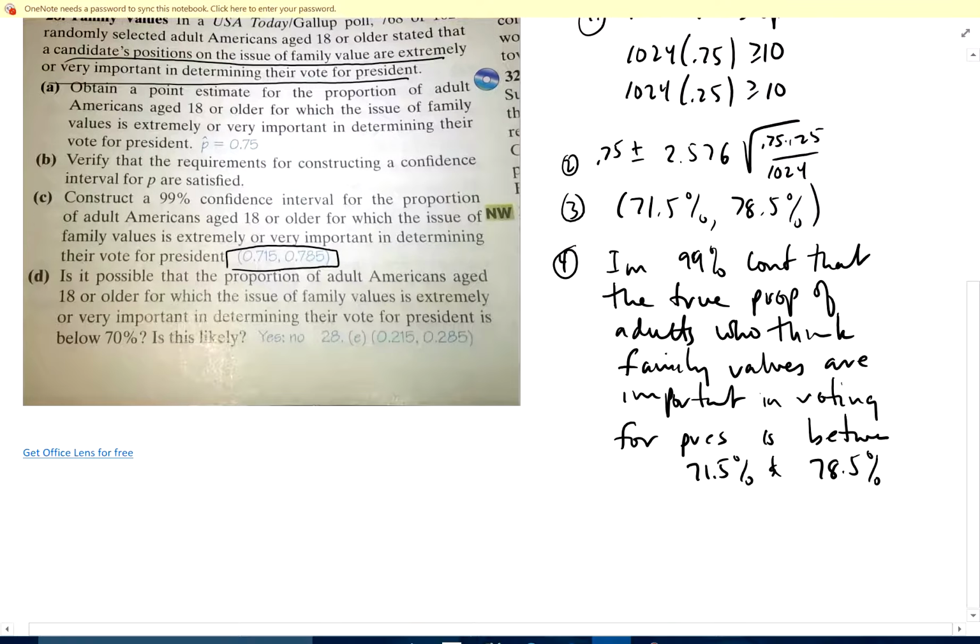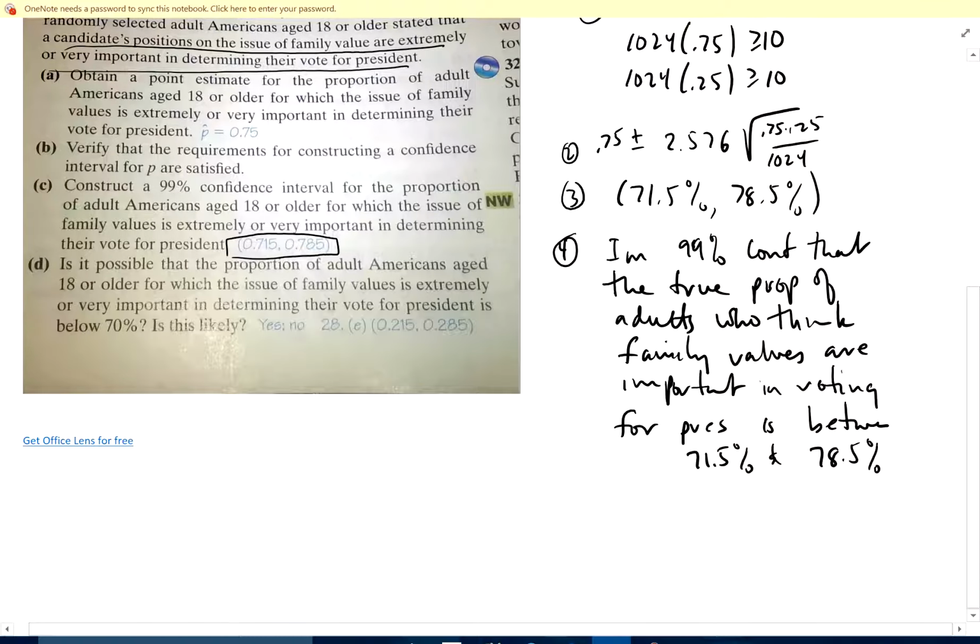All right, now D. Is it possible that the proportion of adults for which family issues are important is below 70? Yeah, it's possible. Is it likely? No, it's not really likely at all, because we're 99% confident that it's between 71 and 78% roughly. So it could be outside of that, but it's most likely in there. It's not that there's a 99% chance that it's in there, it's that 99% of my samples will give an interval that really does contain the true population proportion, because every sample is going to be a different interval.